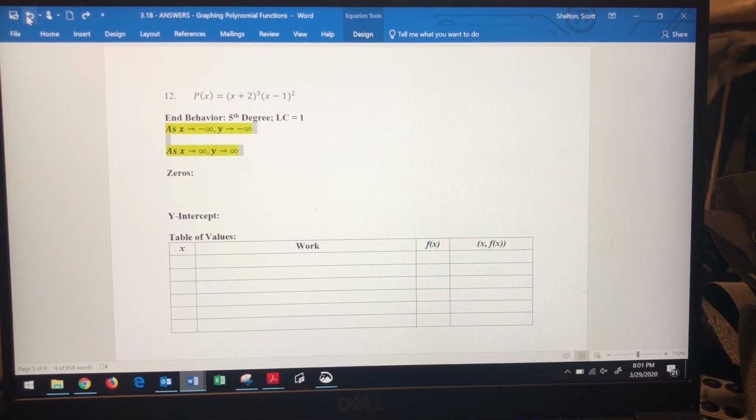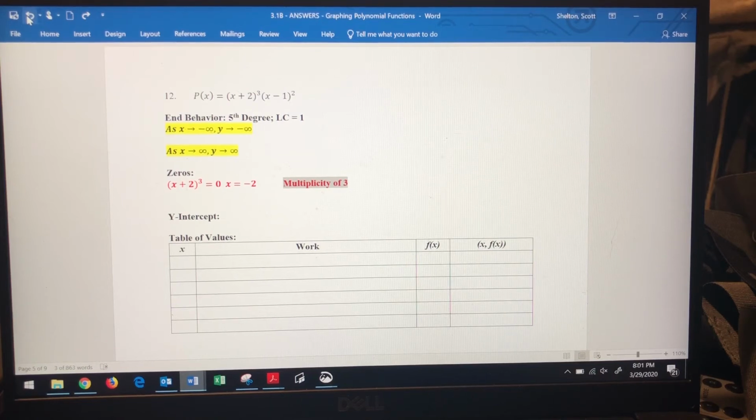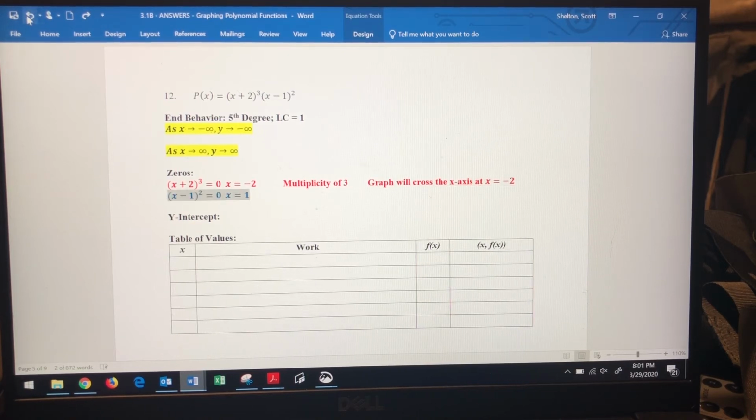Now I've only got 2 factors to play around with here, so we're only going to have 2 x-intercepts. The first one is going to be -2. That is a multiplicity of 3 because that factor occurs 3 times. Again, that's an odd number, so we're still going to cross the x-axis at that value. The next zero is going to be +1, but that factor occurred twice, so at that point we've got a multiplicity of 2, an even multiplicity.